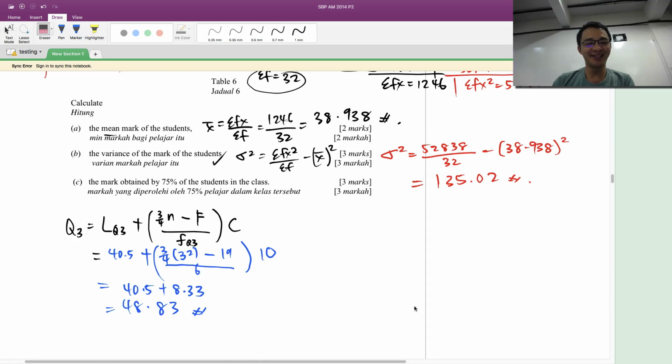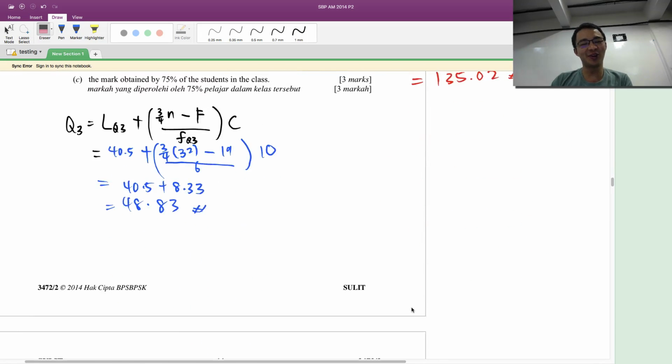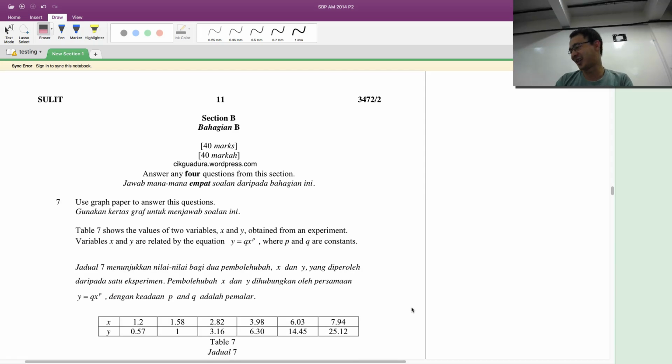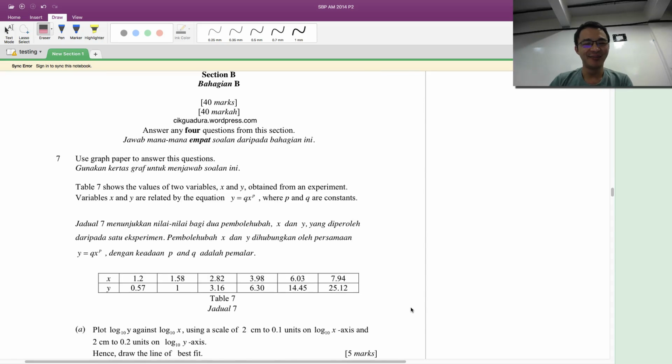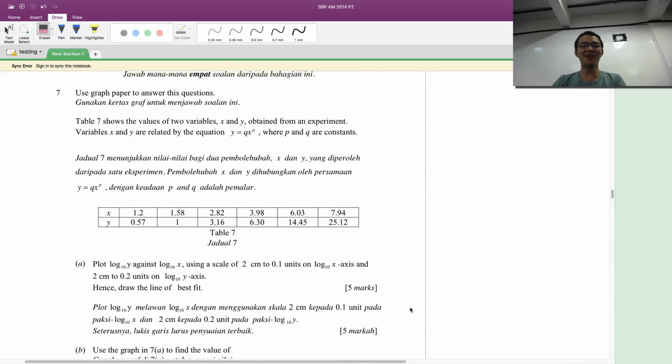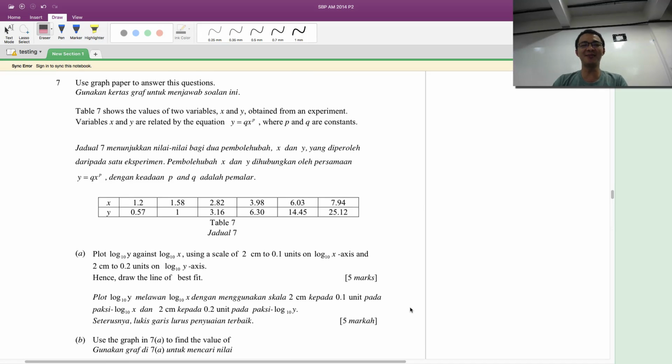Okay. If okay, we're going to move on. What is the time now? Okay, finally we go to section B. I think we will finish section B. Section C, maybe we will put in the next class.